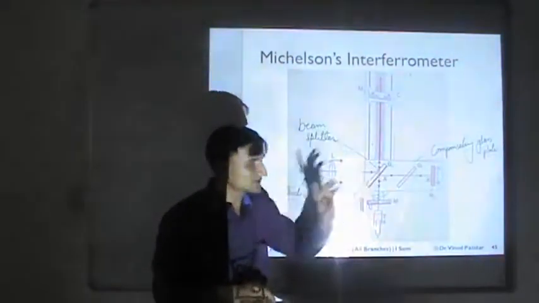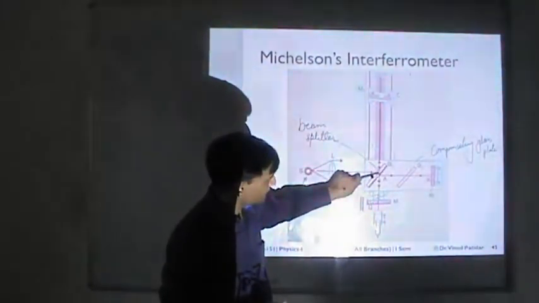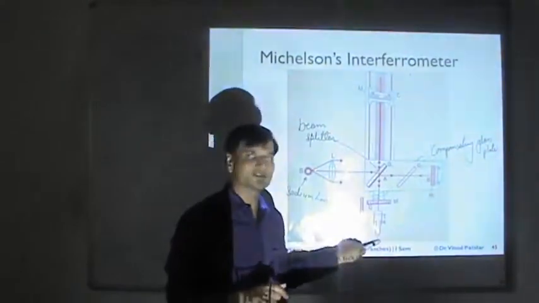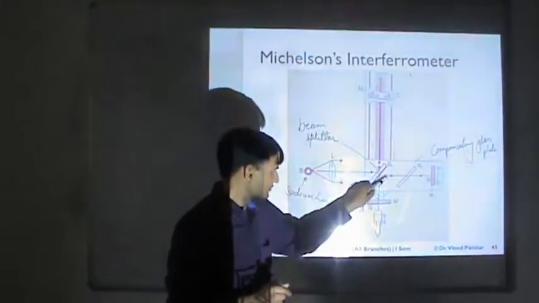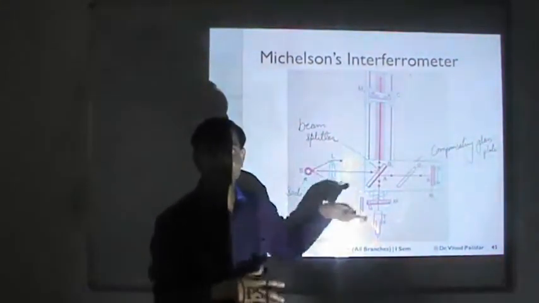Now if you look at the ray which is going towards the mirror M2, it passes through G1 once, then if this is not there, it comes back and goes to the telescope without passing through. When it is coming back, it does not pass through the G2. So it is passing only once.